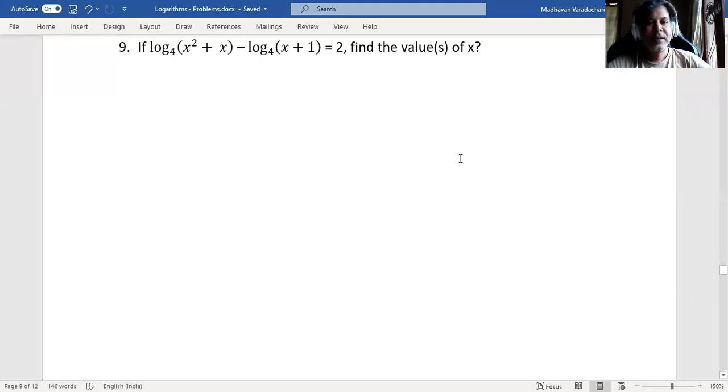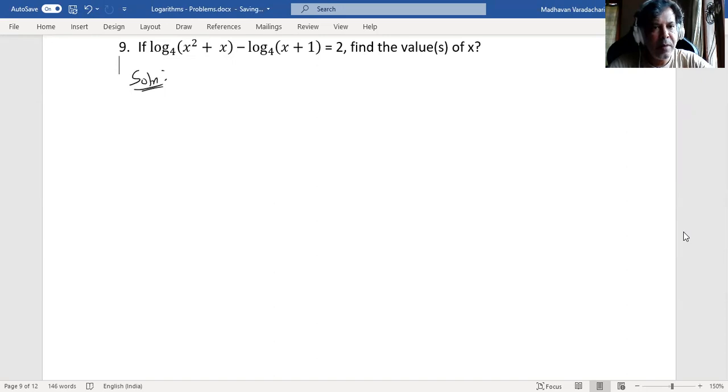Hello everyone. In continuation to the topic logarithms, next question is: if logarithm of x square plus x to the base 4 minus logarithm of x plus 1 to the base 4 equal to 2, find the value or values of x. So I can write the left side expression as it is like a log a minus log b.